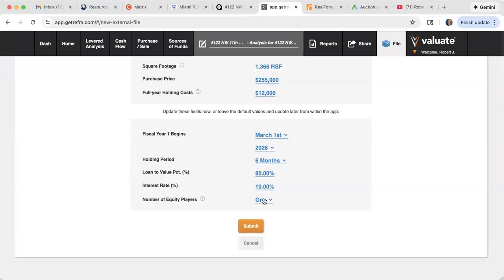And it's going to be one investor. You can go one investor, two investors, three investors. We're going to go with one investor. All right. So, in order to make this deal work, the investor needs to come up with 20% out of pocket to purchase the property, and then the hard money lender will loan them 80% at 10% interest rate for 1 year, right? For 1 year. Let's click on submit.